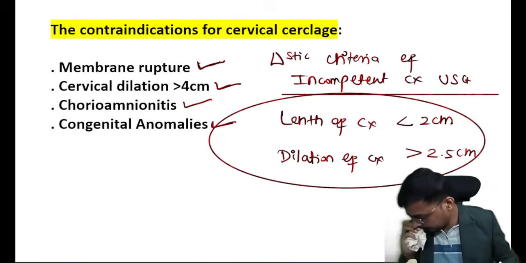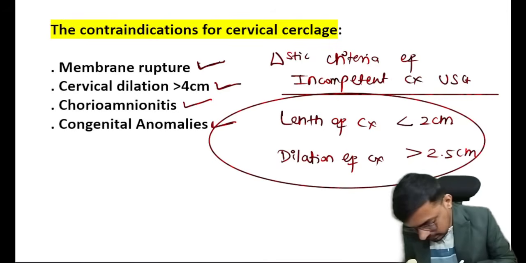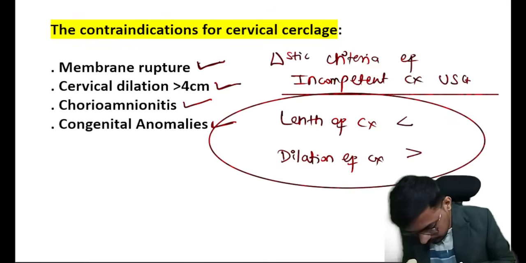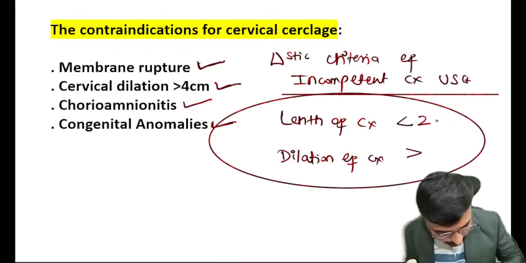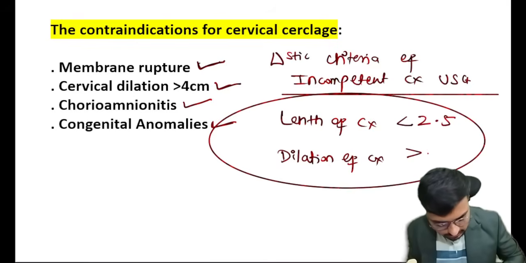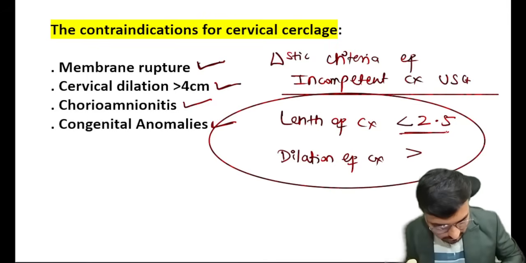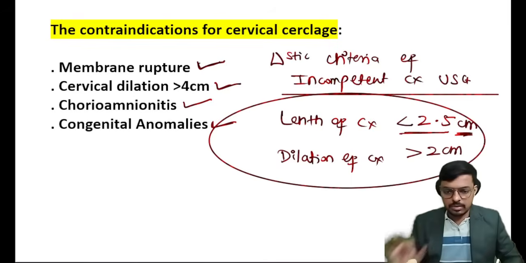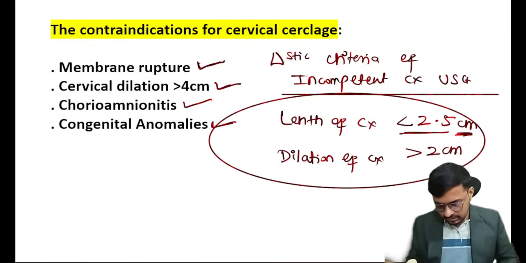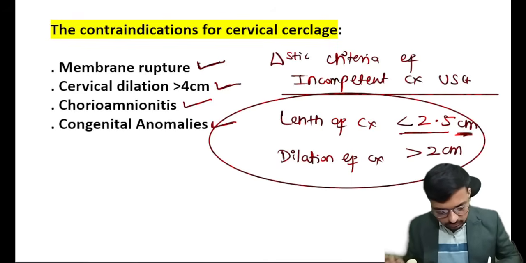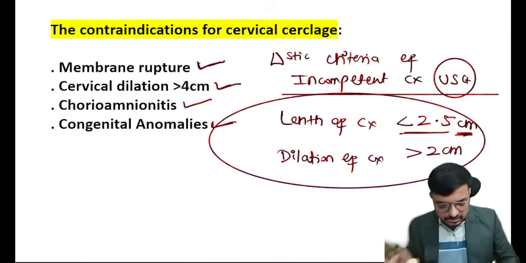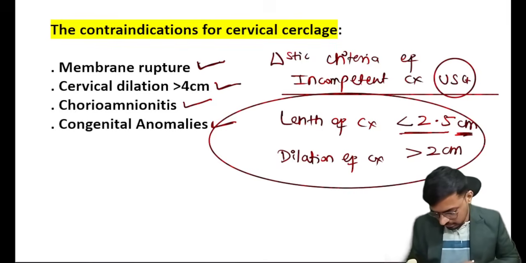Sorry, let me make a small correction here. The length of the cervix is less than 2.5 centimeter, and the dilation of the cervix is more than 2 centimeter. So this one we call an incompetent cervix. Okay, so remember, this is a very important thing. If you get this particular finding in the ultrasonography, that is what we call an incompetent cervix. Just keep it in your mind.